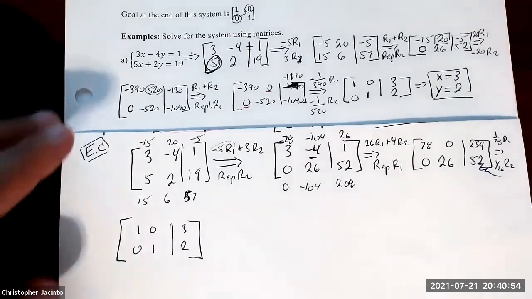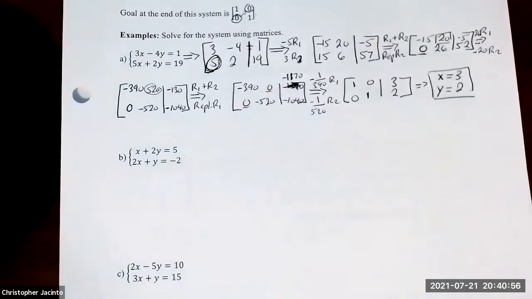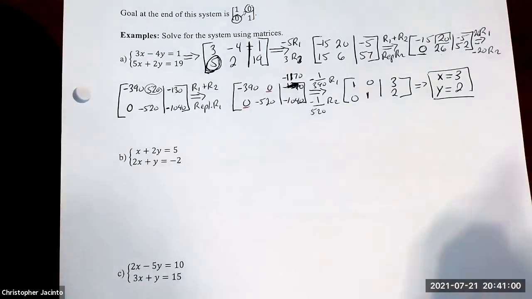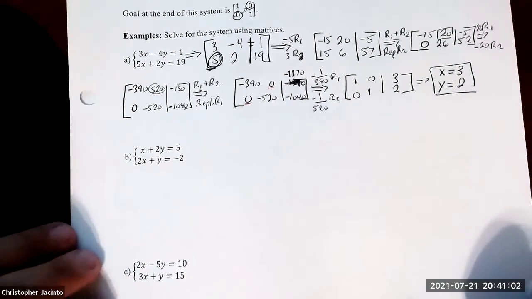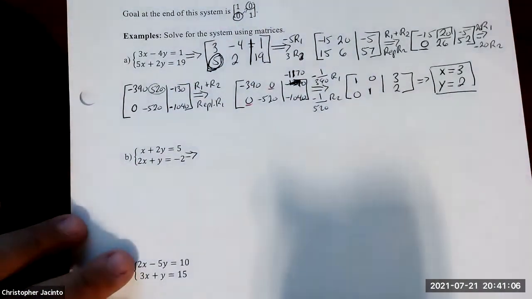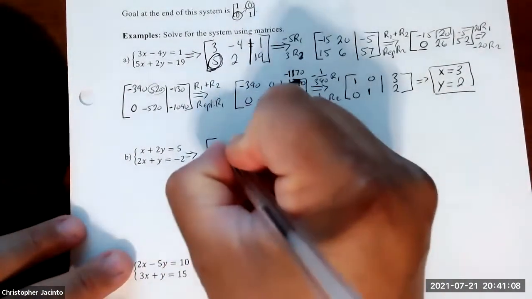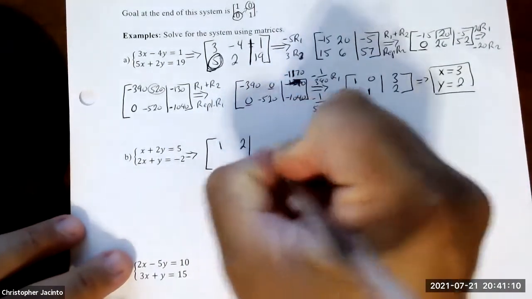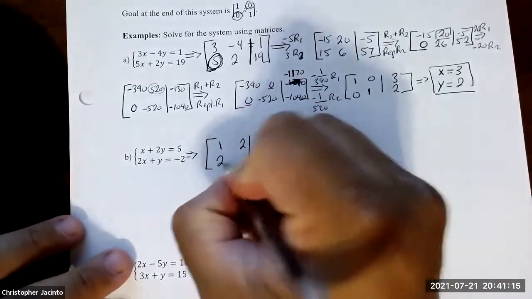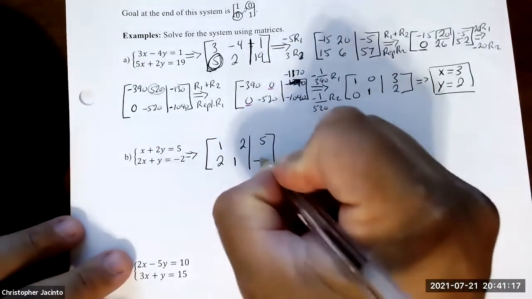All right. So in that case, let's try the next one. So that's all we're doing today for the first part. Practice, practice, practice using this row reduction stuff, okay? All right, so first off, let's convert this to a matrix. So 1, 2, then 5, 2, 1, then -2.